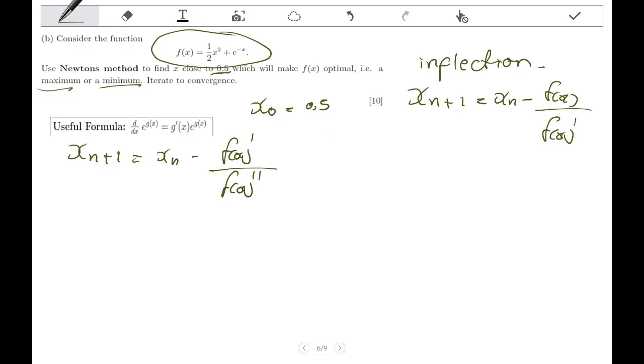So the function is f of x equals 1 over 2 x squared plus e to the power minus x. To find the derivative, f prime of x is equal to the derivative of this: 2 times that times half, which is 1, is going to be x, plus the derivative of this. Remember that this is the same as e to the power minus x multiplied by minus 1. So it's the same as that.